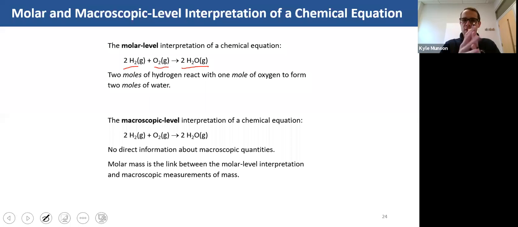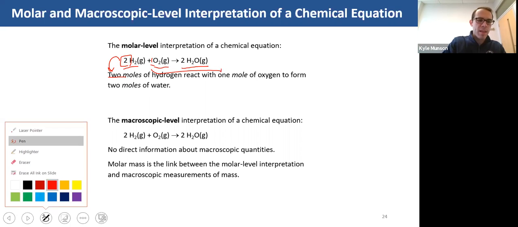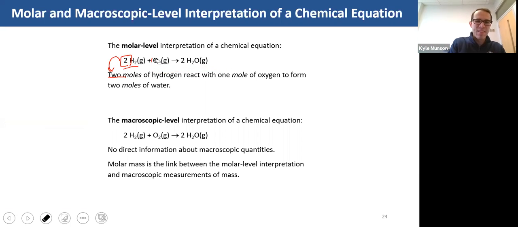And we're going to see this when we start doing the calculations using formulas, where we have a certain number of moles, and this coefficient tells us that 2 moles of hydrogen with 1 mole of oxygen gives me 2 moles of water. So these coefficients tell us that relationship, and that's one way we can interpret chemical equations.